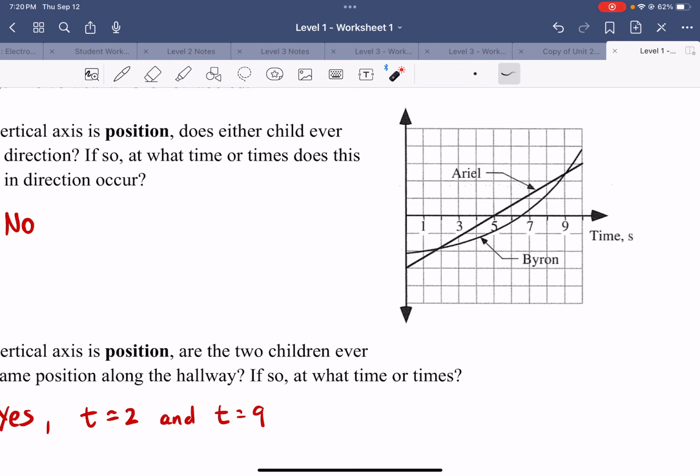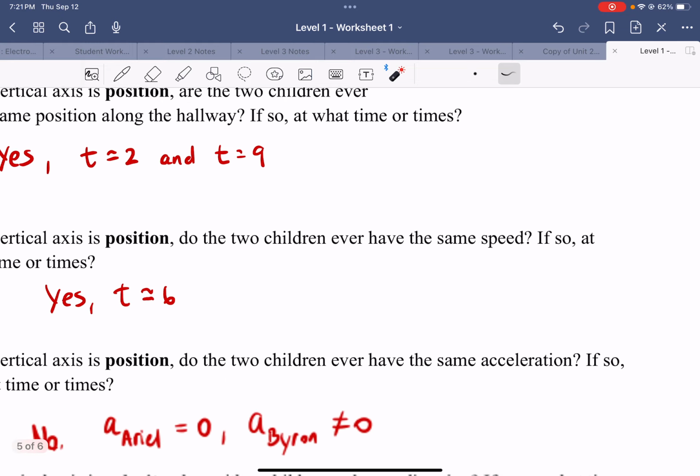So each child begins with a negative velocity, so they're moving in one direction, and they end with a positive velocity. So that means at some point in between they must have changed direction, and that happens when their velocity switches from negative to positive, which means when the graph crosses 0. So for Ariel, that would be here at 5 seconds, and for Byron, that would be somewhere around 6.5 seconds.